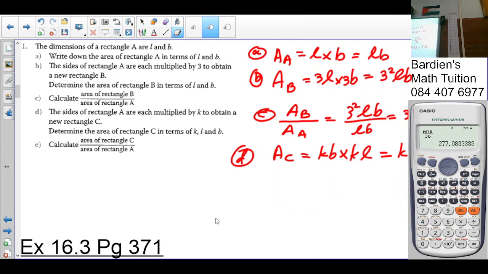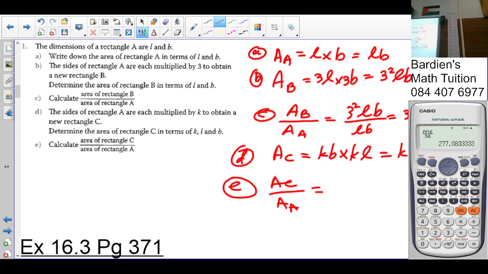Now you do E for me. I want you to work out the area of rectangle C over rectangle A. So this would be K squared LB over LB, which is?